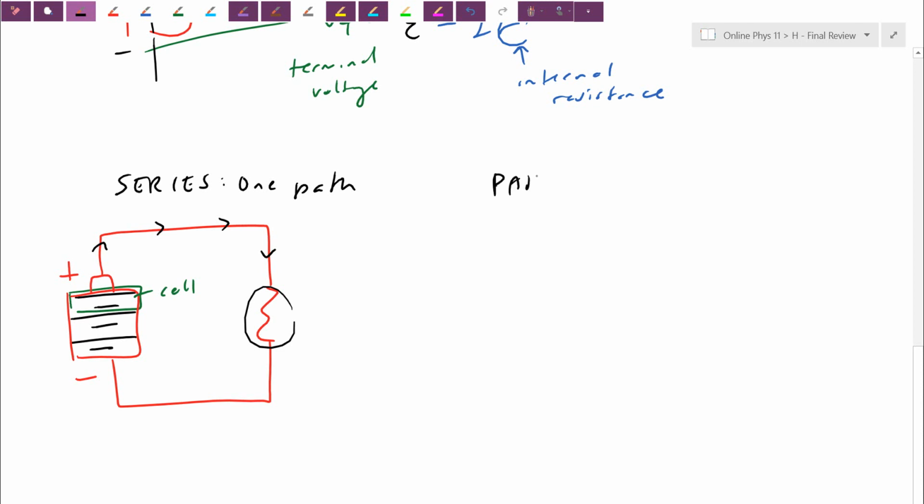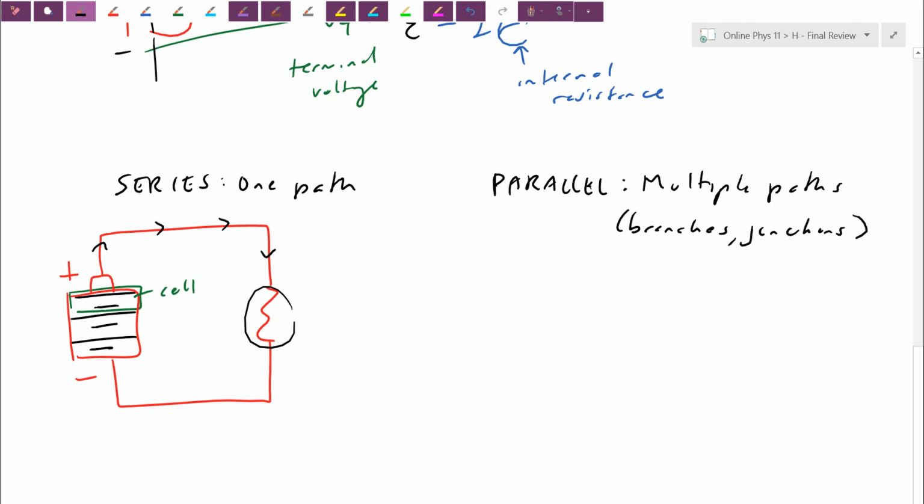This is in contrast with a parallel circuit. For a parallel circuit, we actually have multiple paths. Many paths, we have branches, we have junctions. Those are some words that we like throwing in here. We have turning off points where they can go down whichever path they want.